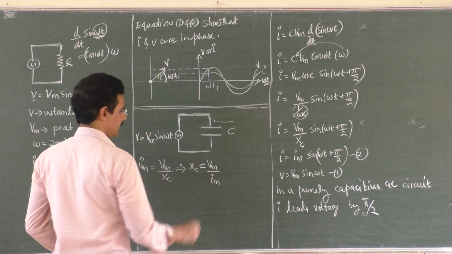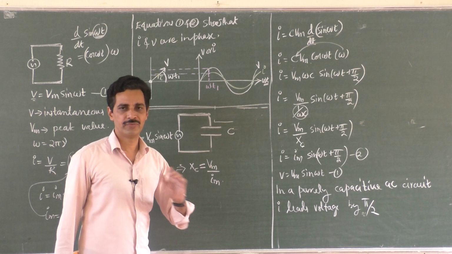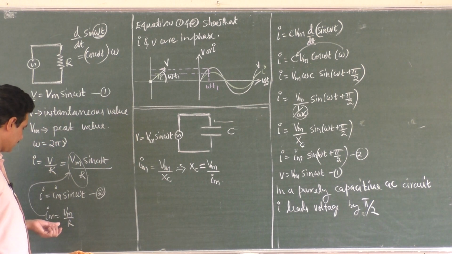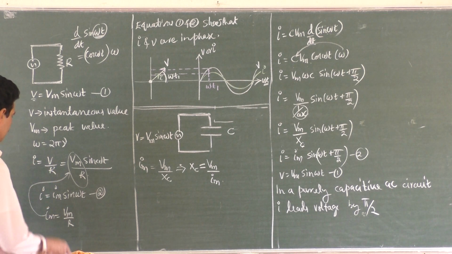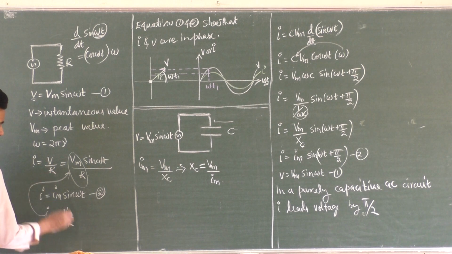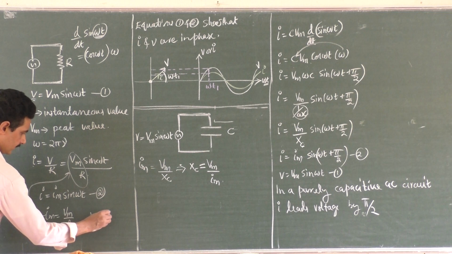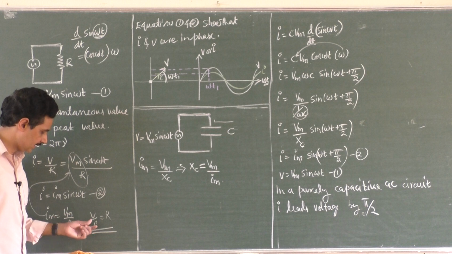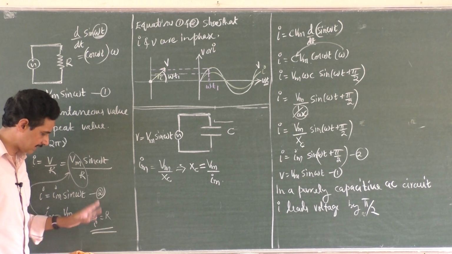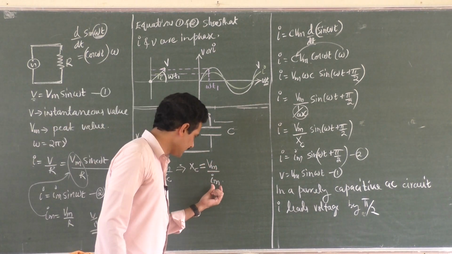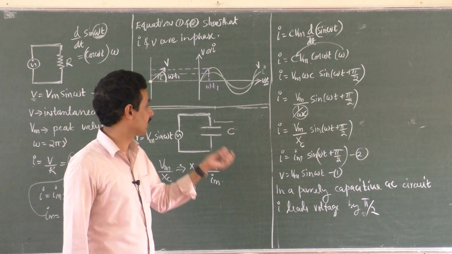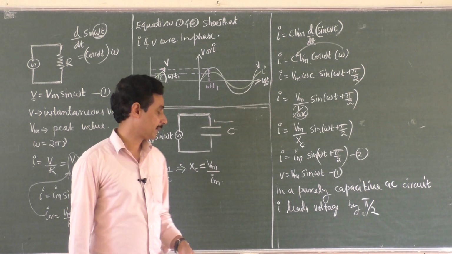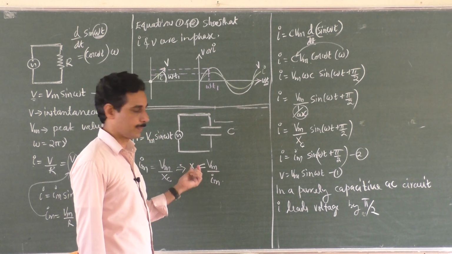Correct? It is the peak value of voltage divided by peak value of current. As if we have voltage by current as the resistance of a wire, right? V by I is equal to R, isn't it? Resistance. Whatever it is, whether it is DC voltage or AC voltage, DC current or AC current, voltage by current is equal to resistance. This voltage by this current, that is the peak value of voltage across the capacitor, divided by the peak value of current through the capacitor is called reactance of the capacitor.